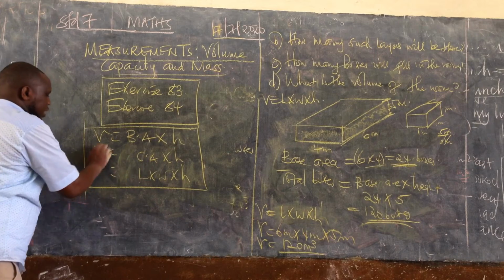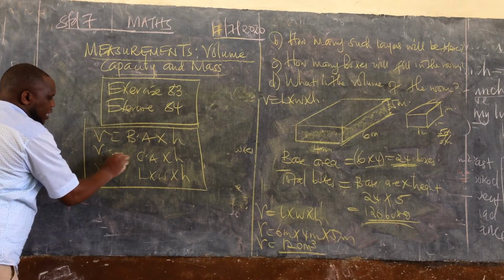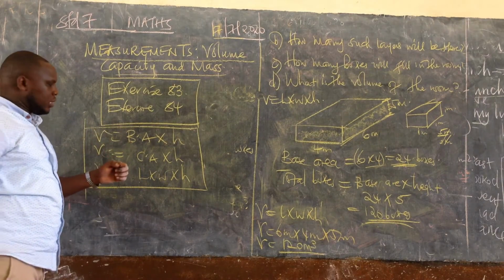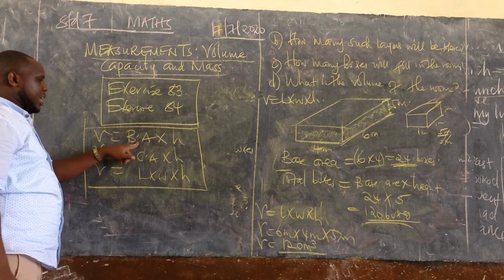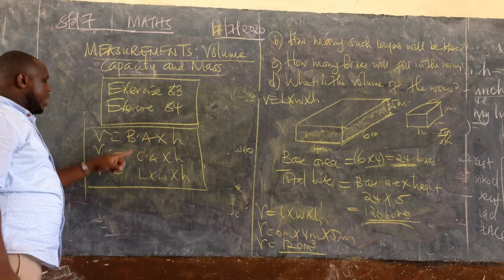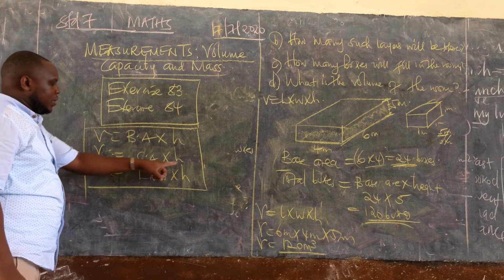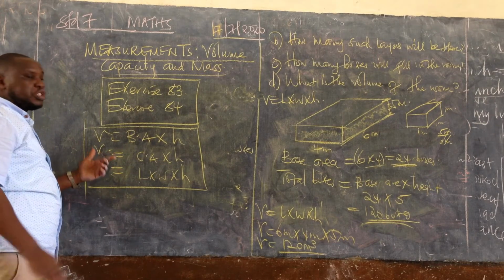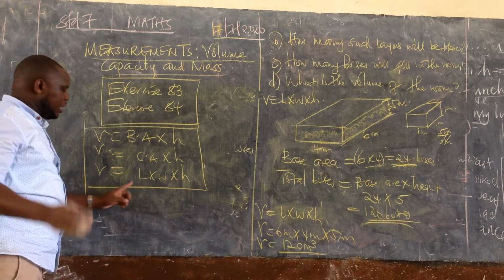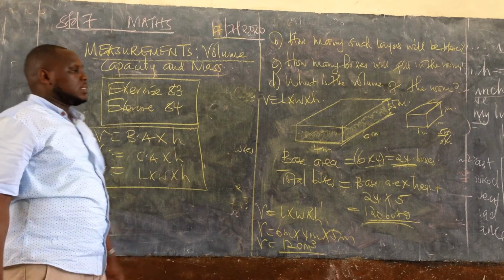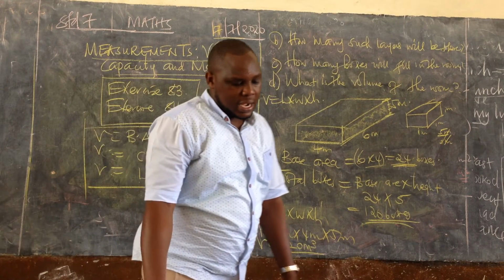Let me just write it here. Volume. All these are volumes. They can be given depending on the question. Where you're given the base area, you know you multiply that by height. Where you're given the cross-sectional area, you multiply that by height. Then where you're not given any, but it's a cuboid, multiply length times width times height, and you get simply the answer.